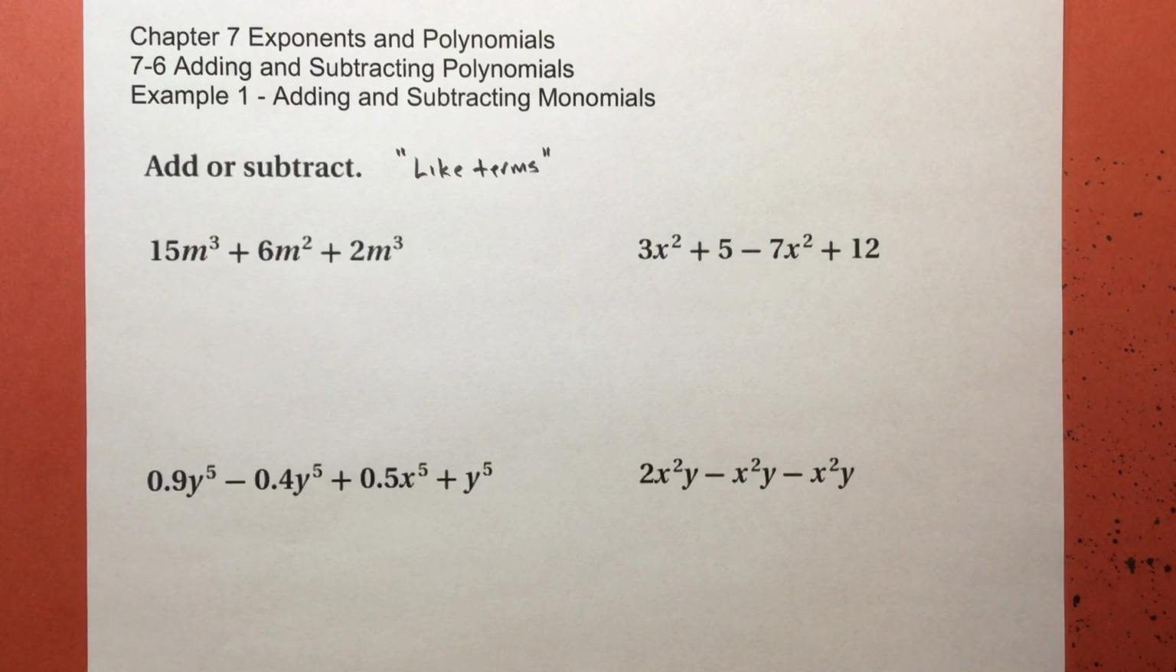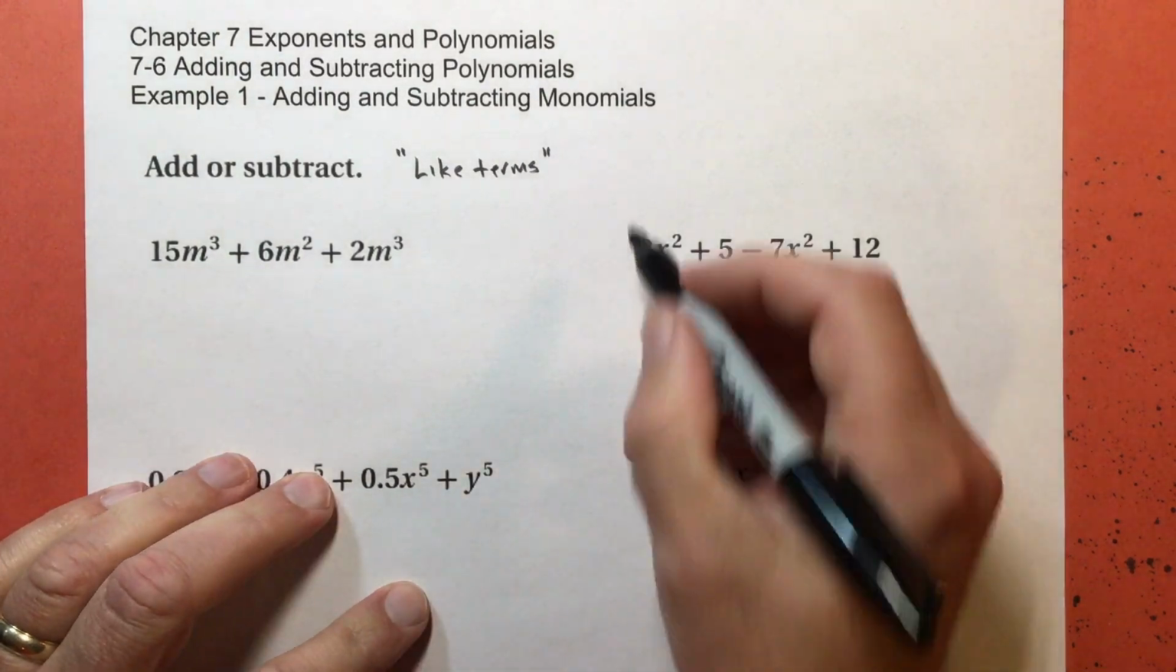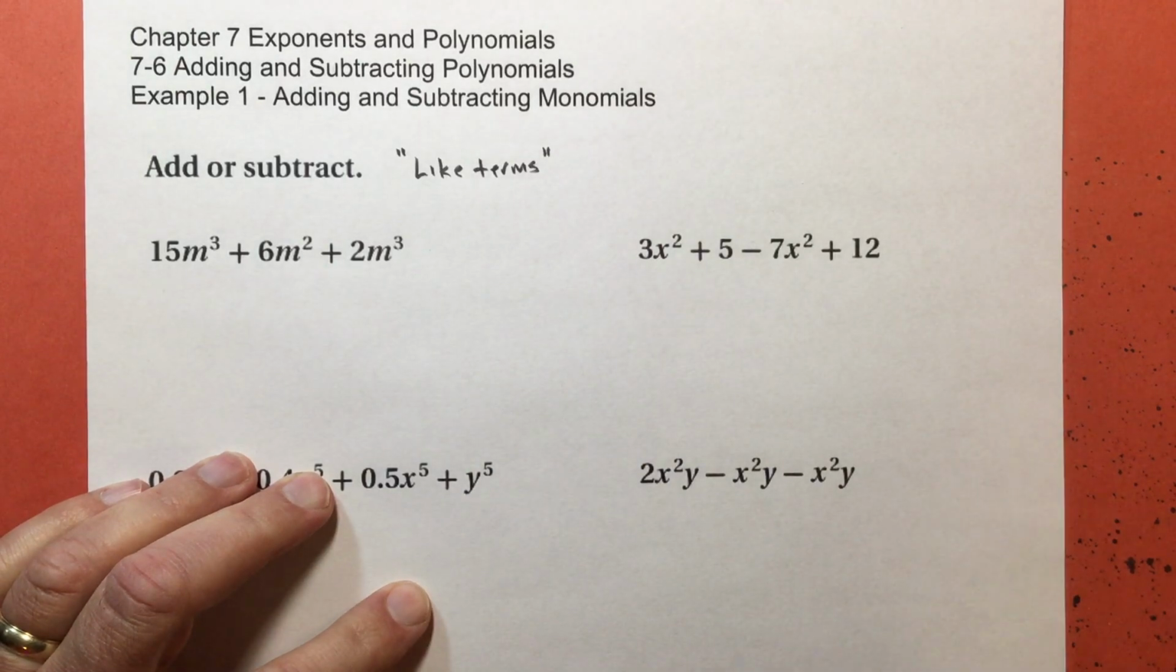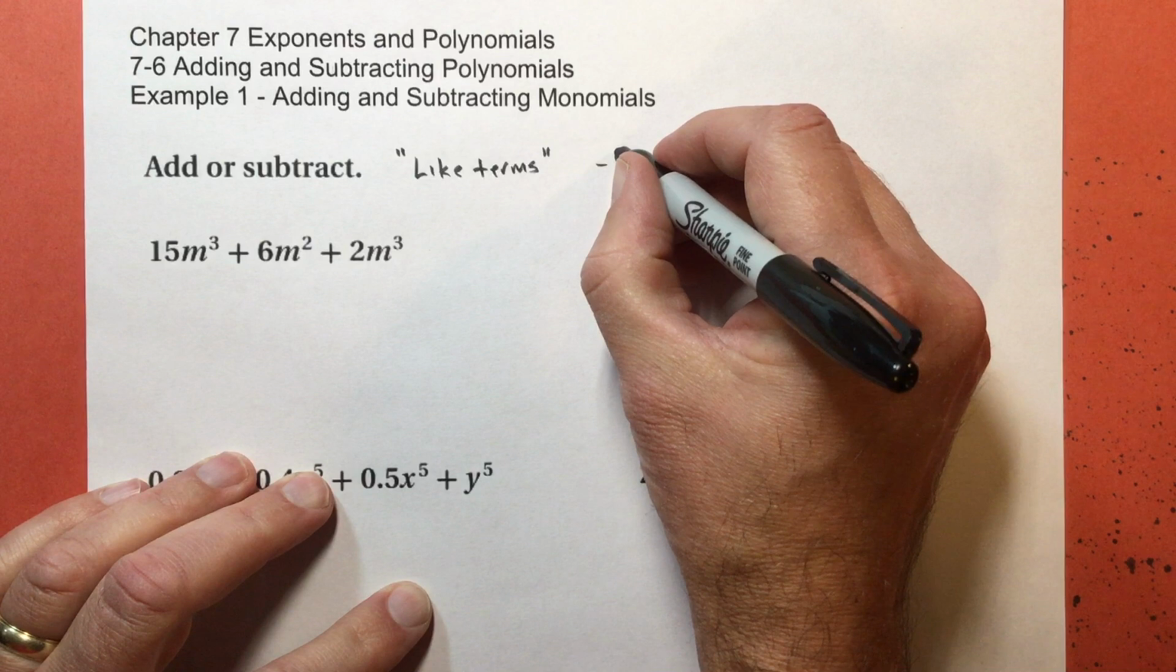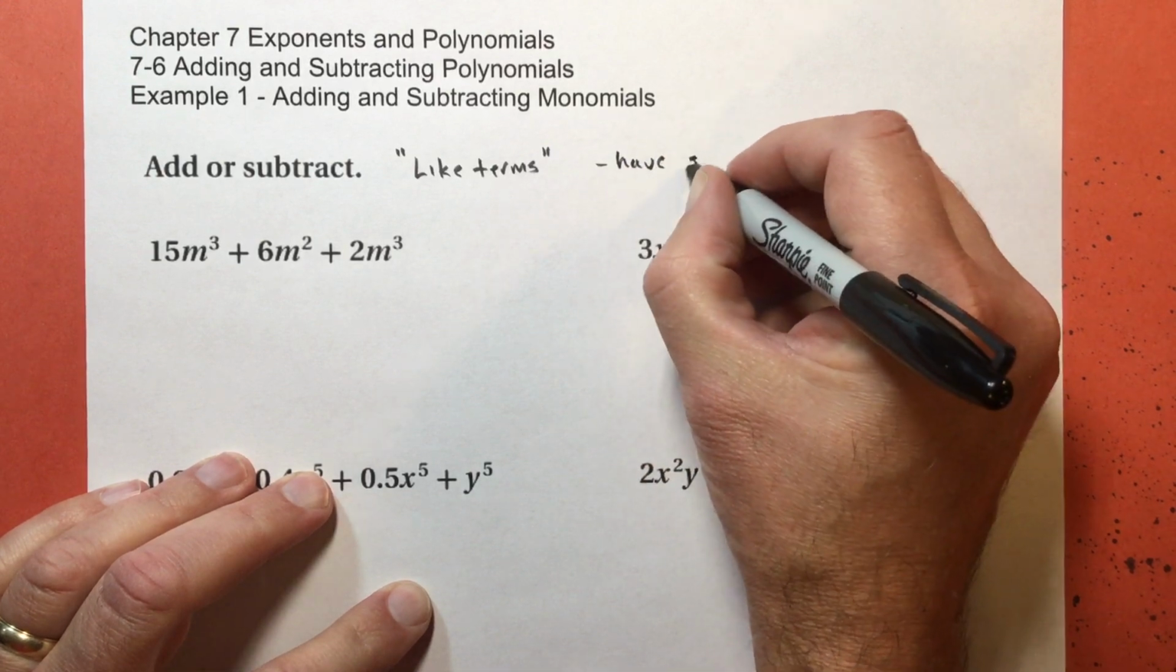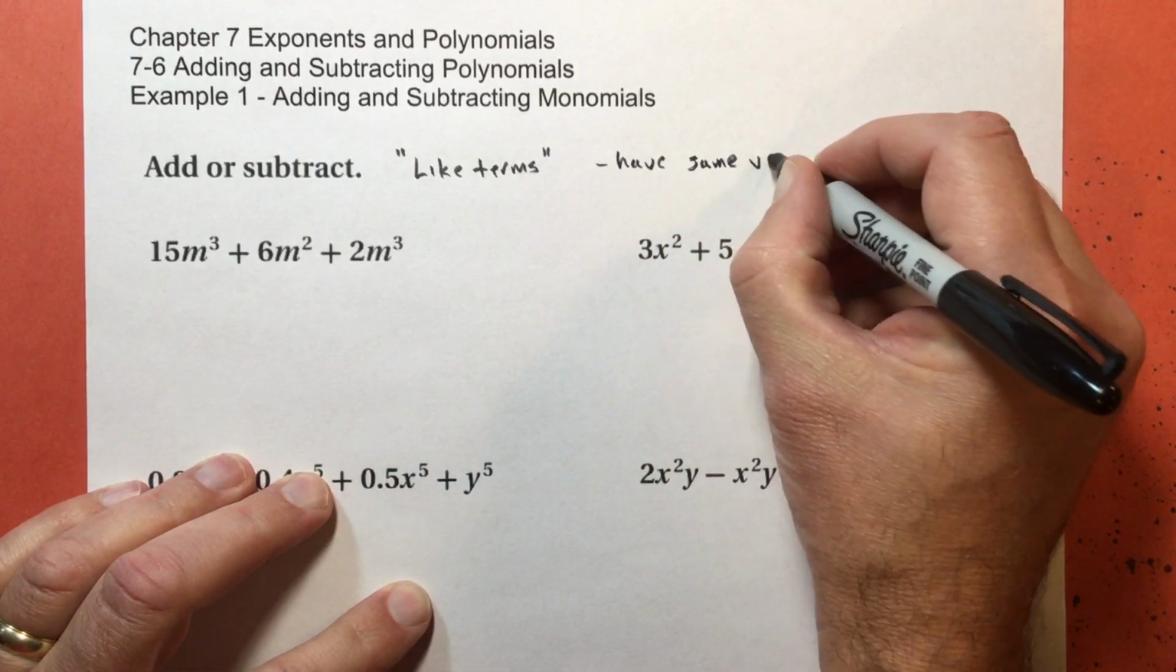And then students will say, well, what does that mean? Or actually, what happens most of the time, students don't even ask because they think I should know what that means. Well, it's just a name for something. That's all that it is. Well, what does it actually mean? Well, like terms, and I'll give you the book definition, but then I'm going to explain it. They have the same variable.